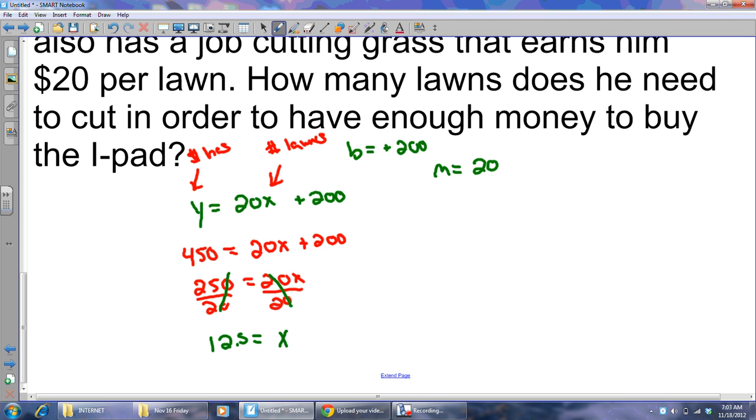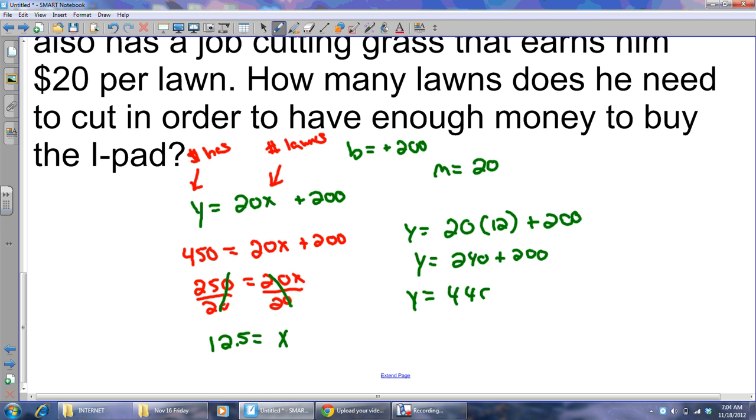Half of 25 is 12 and a half. Okay, so when he cuts 12 lawns, he doesn't have quite enough money. I can prove that to you. I can do 20 times 12 plus the 200 he has. Well, that would be 240 plus 200. y equals $440. He needs $450 to buy the iPad, so 12 lawns doesn't cut it.